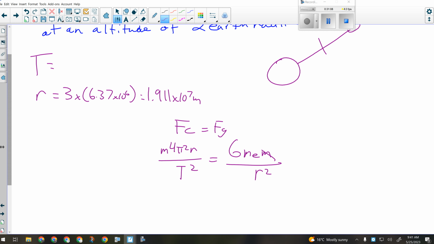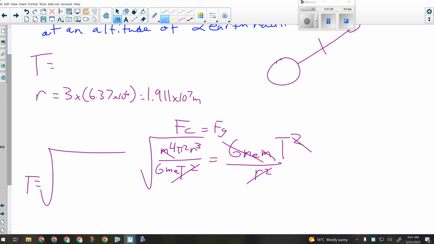The mass of the satellite is going to cancel as it always does, and now I'm trying to find the period. So I'm going to multiply both sides by t squared, multiply both sides by r squared, and then divide both sides by big G times the mass of the Earth, and square root to get t. Right, so t is going to equal the square root of 4 pi squared times 1.911 times 10 to the 7 cubed divided by 6.67 times 10 to the minus 11 times 5.98 times 10 to the 24.